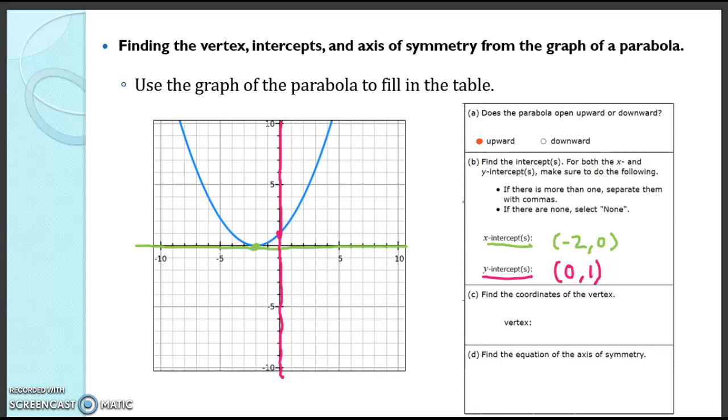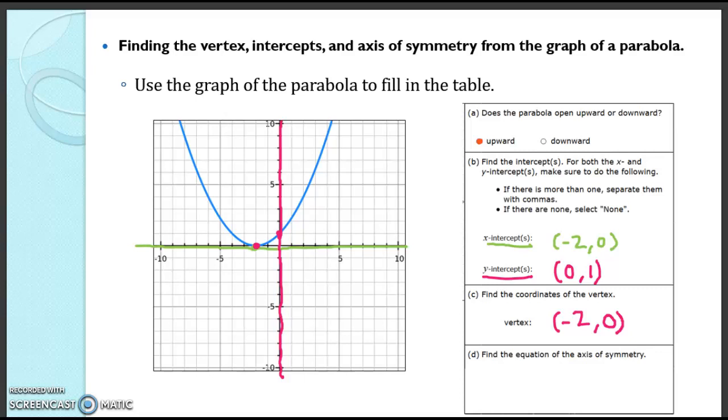And now it asks to find the coordinates of the vertex. The vertex is the point where the graph changes from decreasing to increasing or increasing to decreasing, because you could have an upside down parabola, and it's right at this point right here on this graph. That happens to be the x-intercept as well, but it's the vertex too. So the vertex is at -2, 0.